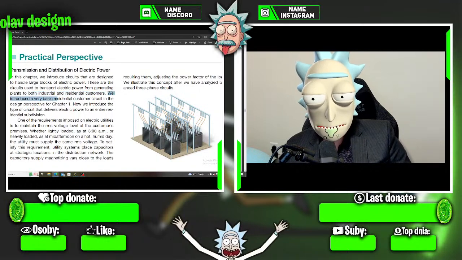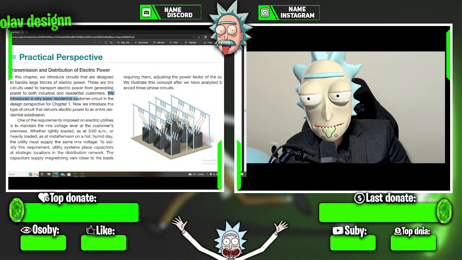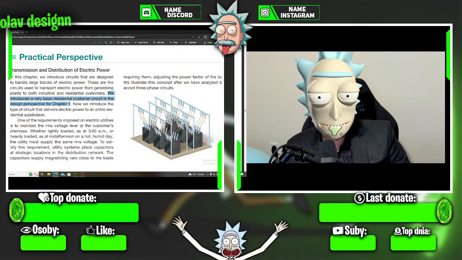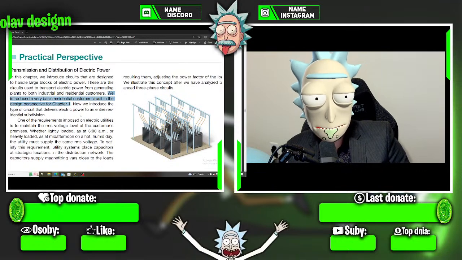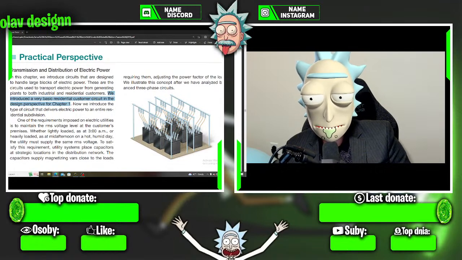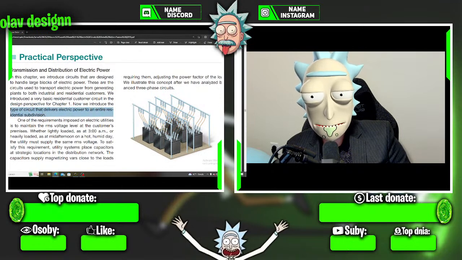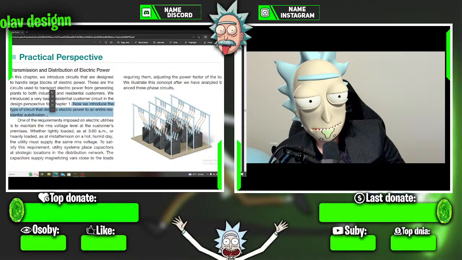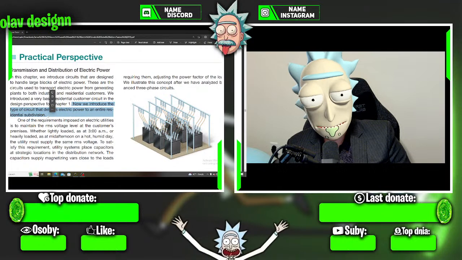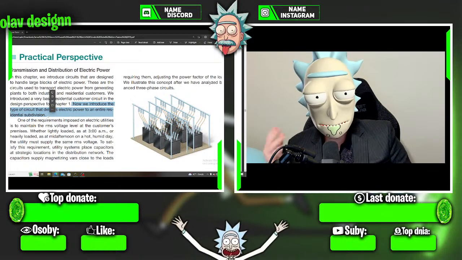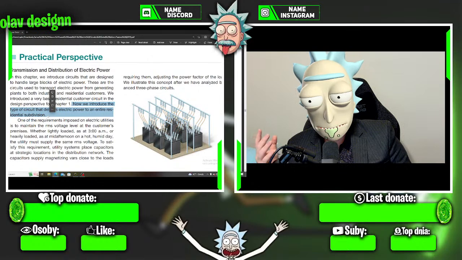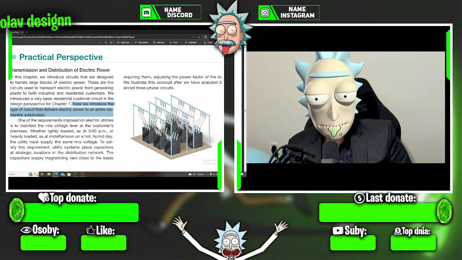Okay. So, I introduced a very basic residential customer circuit in the design perspective for chapter 1. They're just saying that we've already been over this in chapter 1. So now we introduce the type of circuit that delivers electric power to an entire residential subdivision. Before, we considered a power plant to a house, but now we're considering an entire system where I have a bunch of things connected in a very intricate manner.